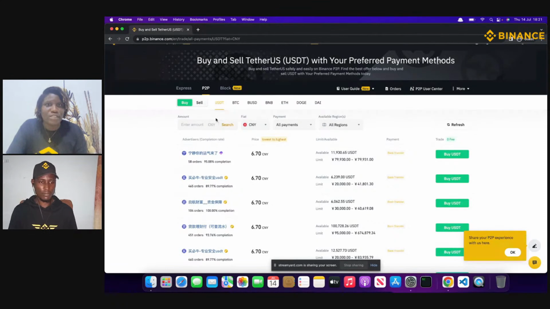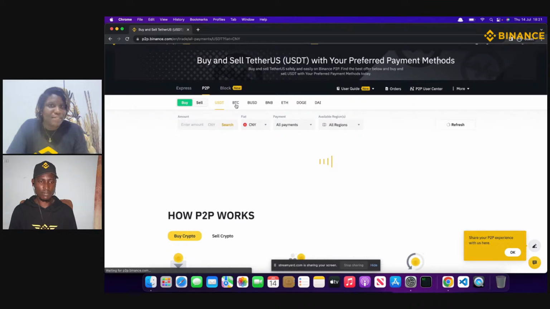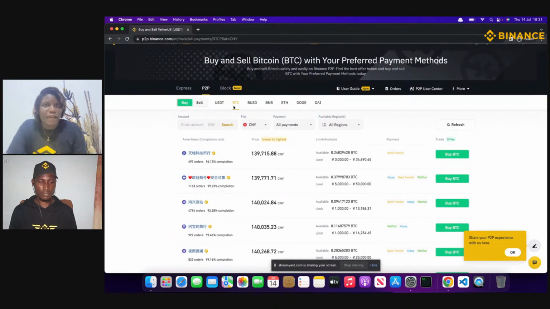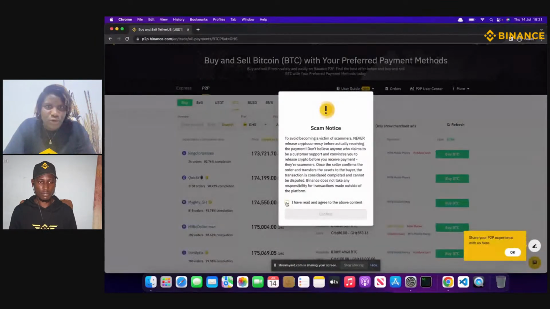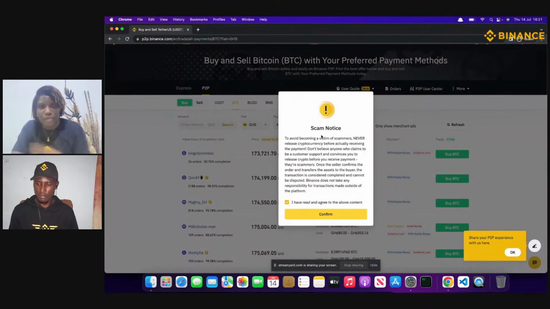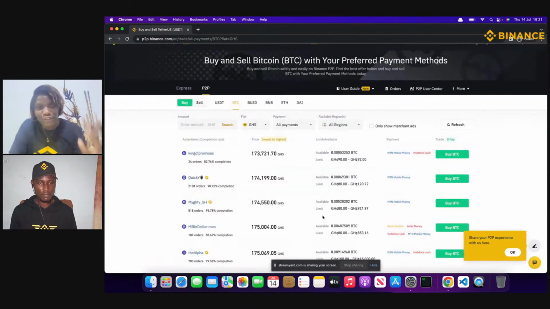So when you come here, you see that we have so many cryptos that you want to buy. If you want to buy USDT, if you want to buy BTC, you can just select it. Now, depending on what fiat you have, you come here under fiat and select it. So I want Ghana Cedi, and as usual, I just type in Ghana Cedi. Okay, Binance is really big on protection. You see all these pop-ups letting you know that you can be scammed if you do not obey the rules of the P2P. We have a scam notice, I have agreed, confirm. Make sure you read it, right?